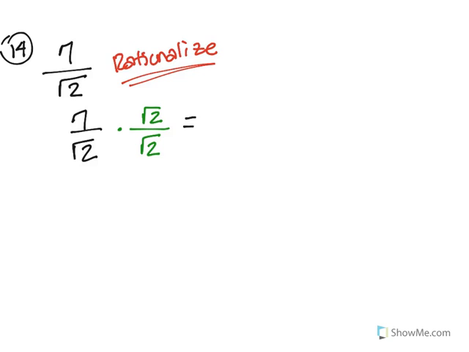So that just gives us what on top? 7 square roots of 2 over 2. Whole number 2, no radical. Okay, I have no radical on the bottom. Does that make sense? That's your answer.